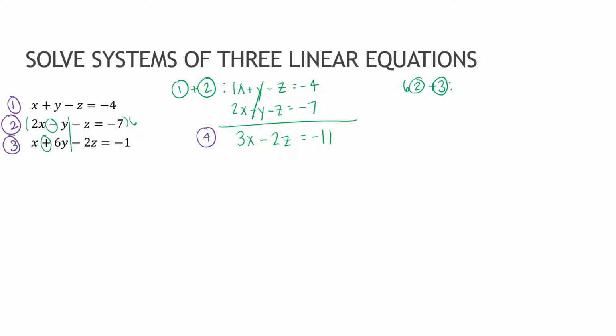6 times equation 2. So I'm going to take 6 times 2x, 6 times minus y, 6 times minus z, 6 times -7. So that's 6 times equation 2. Equation 3, notice I'm just taking straight up equation 3. Oops. Really easy to make mistakes, so just take your time.